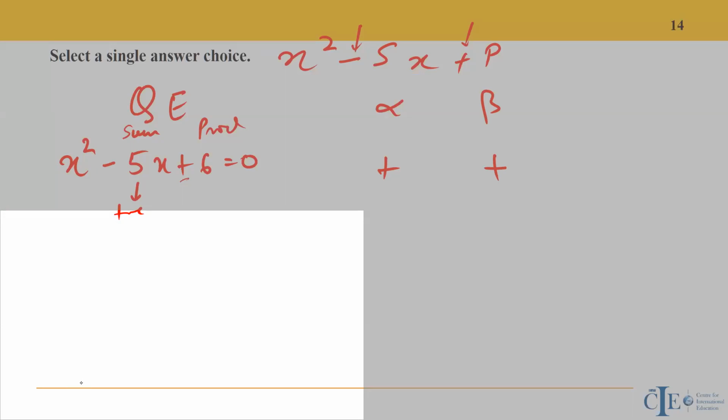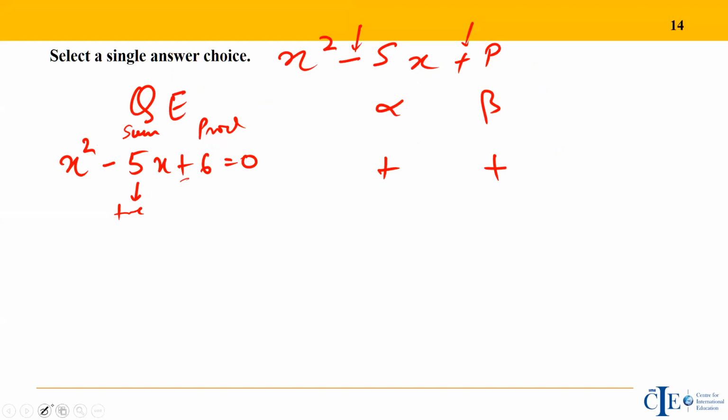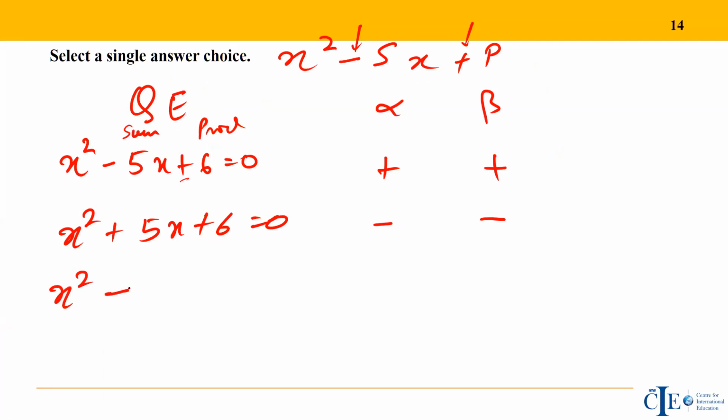So whenever the quadratic has the sign pattern minus plus, both the roots are always going to be positive. So minus plus means positive roots. Similarly, if you have x square plus 5x plus 6, the product is positive, but the sum's sign has changed from minus to plus, which means both the roots are negative. So whenever the quadratic has plus plus, that means both roots have to be negative. You can quickly eliminate all the options from there. If it is x square plus 5x minus 6 equals 0, the product is negative, that means one root is positive, the other is negative.